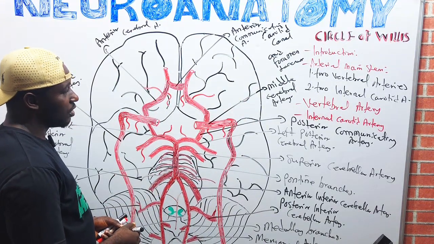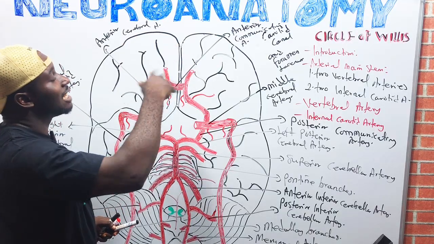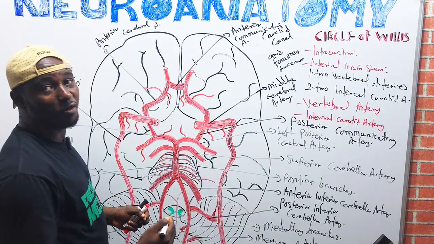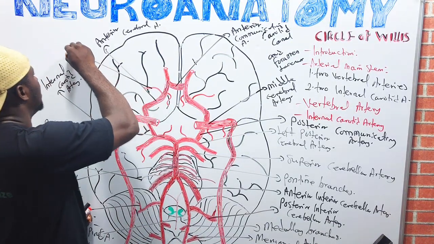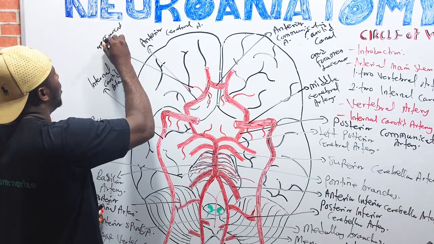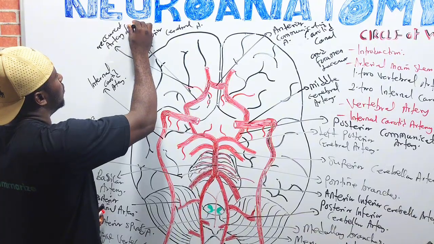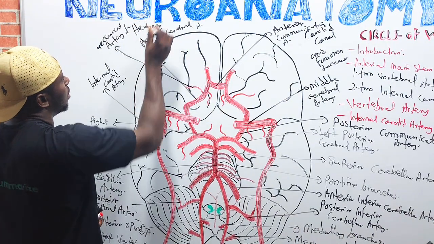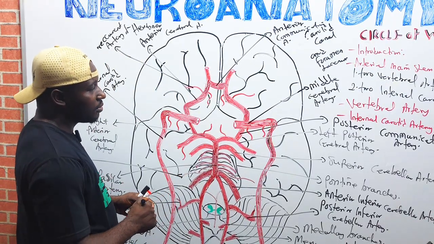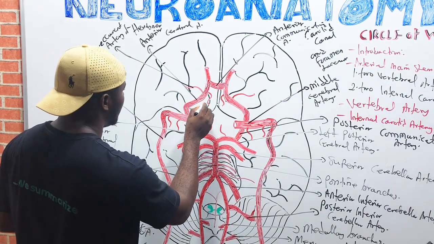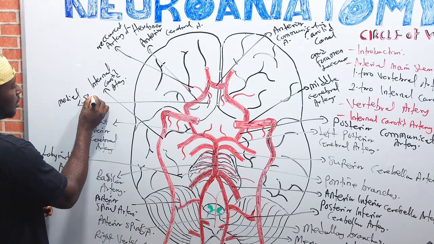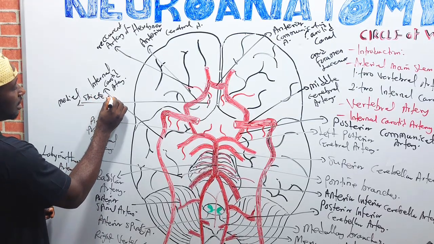Now, there are so many branches that arise from the middle cerebral artery and the anterior cerebral artery. First of all, the anterior cerebral artery gives off branches which include the recurrent artery of Heubner. Look at it here. Recurrent artery of Heubner, right? It also gives a branch to the medial striate artery.